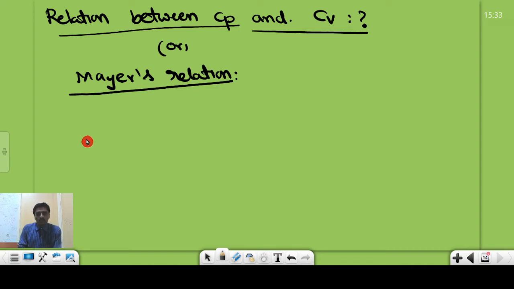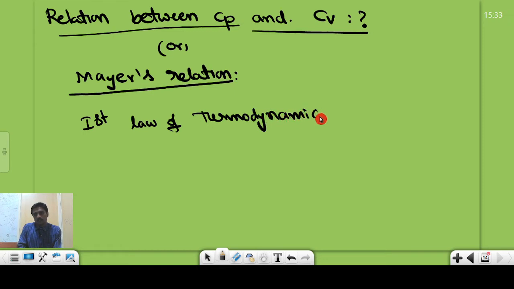Let me go to the derivation of the relation between Cp and Cv. From the first law of thermodynamics we are going to derive this. What does the first law of thermodynamics say? The amount of heat supplied to the system is equal to the change in internal energy of the system plus the external work done, dW. dQ is equal to dU plus dW.